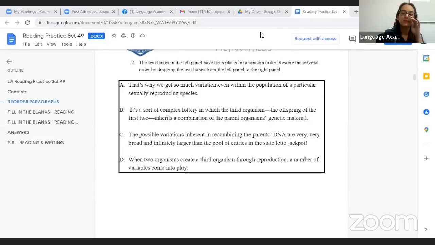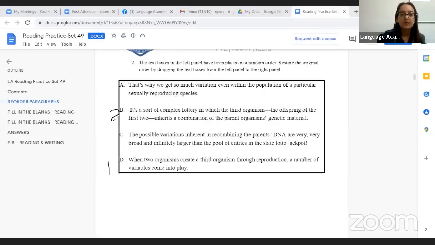Okay, let's see the first sentence. What is the topic? D is the first one: when two organisms create a third organism through reproduction, a number of variables come into play. So this was the topic. They were actually talking about reproduction, about how the genes of two different species combine to form a third organism. This was the general statement, that there are a lot of variables. What are those variables?